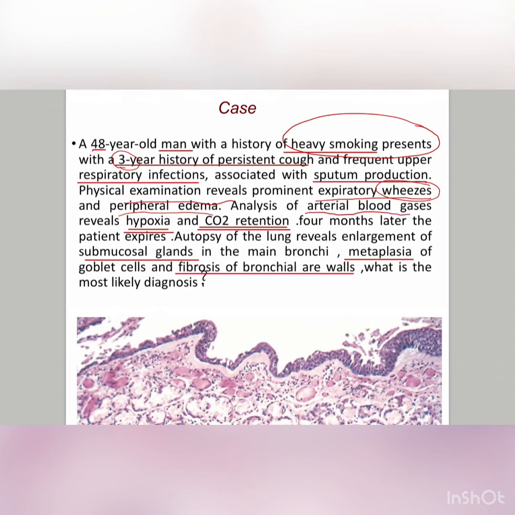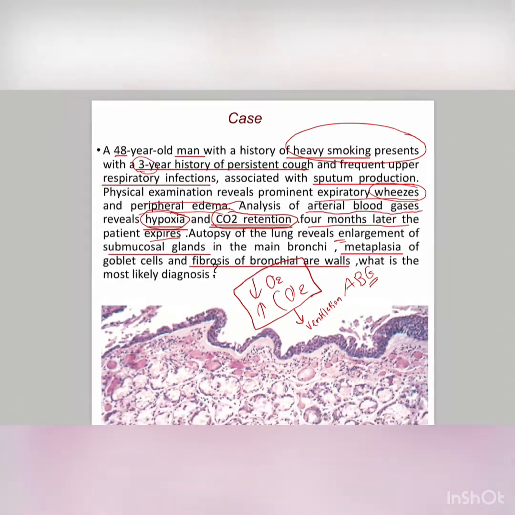Investigation in the form of arterial blood gases, ABG: they take blood and measure the levels of oxygen, carbon dioxide, and pH. They found hypoxia, meaning low oxygen level, and CO2 retention, meaning low O2 and high CO2. This tells us there is a respiratory problem, mainly in ventilation. 4 months later the patient dies. The autopsy of the lung reveals enlargement of submucosal glands.